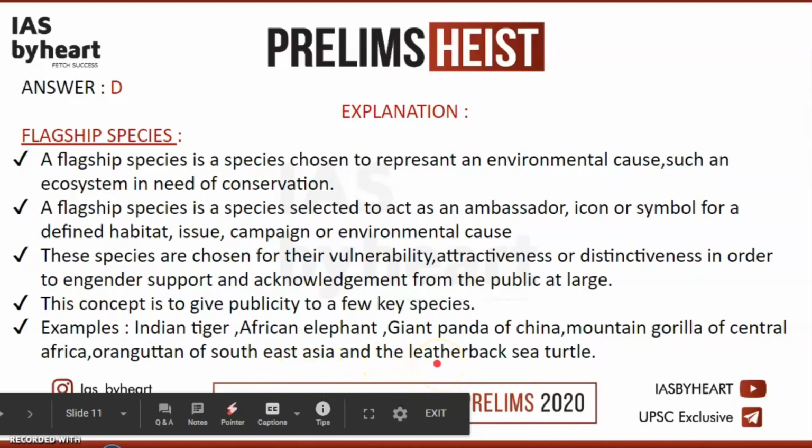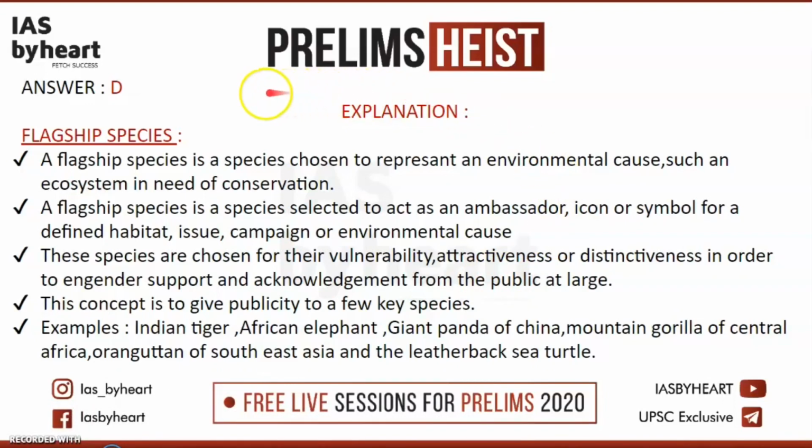See, in this flagship species, for example, take the WWF logo. The WWF logo is a panda, and Barasingha or swamp deer is a state animal of Madhya Pradesh. These are all types of flagship species. These species are chosen when there is a need of conservation of some particular area.